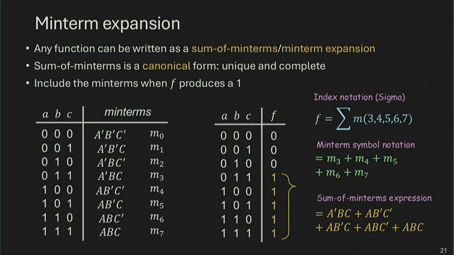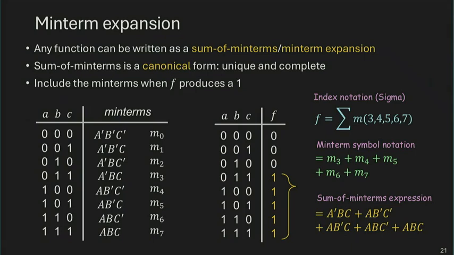So minterm expansion can be represented also as a collection of indices, right? Using either this fully expanded M3, M4, M5, or in that sigma notation. Sigma indicating a summation, right? A sum of minterms at index 3, 4, 5, 6, 7. That's how we can describe any function using a collection of minterms.